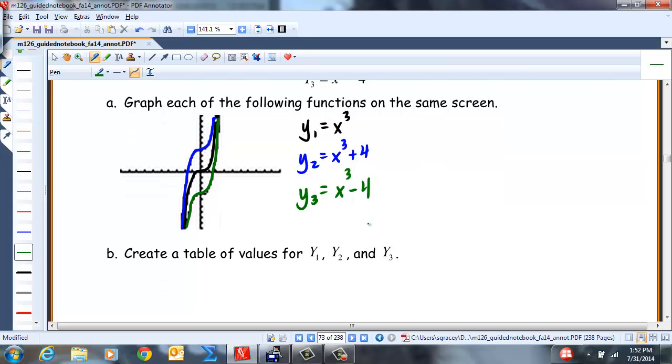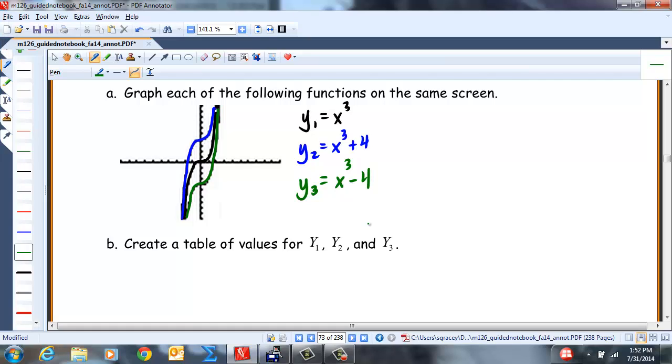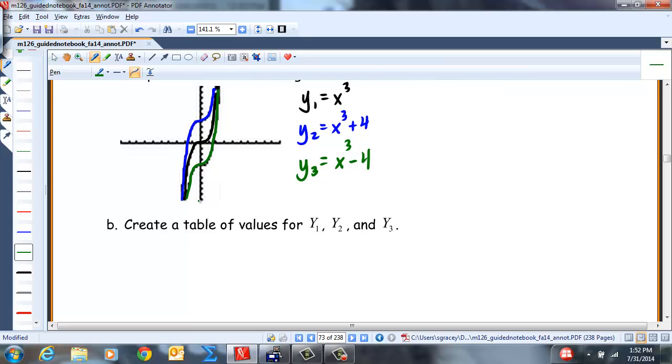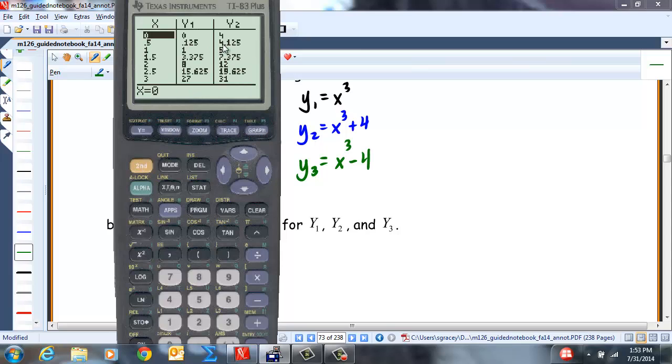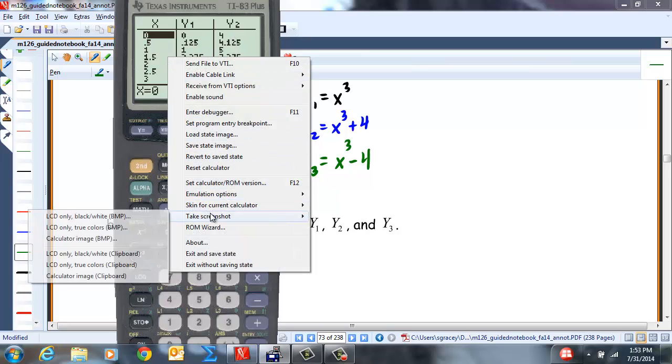I think you can see what's happening here. If you just look at x as 0, you've got an ordered pair on the black graph at (0, 0). You have an ordered pair at (0, 4) on the blue graph, and at (0, negative 4) on the green graph. But you can compare using a table of values as well on your calculator. We'll compare each of y2 and y3 to y1. If you go to table, it's going to show y1 and y2 and your x value. The change in x is a half.